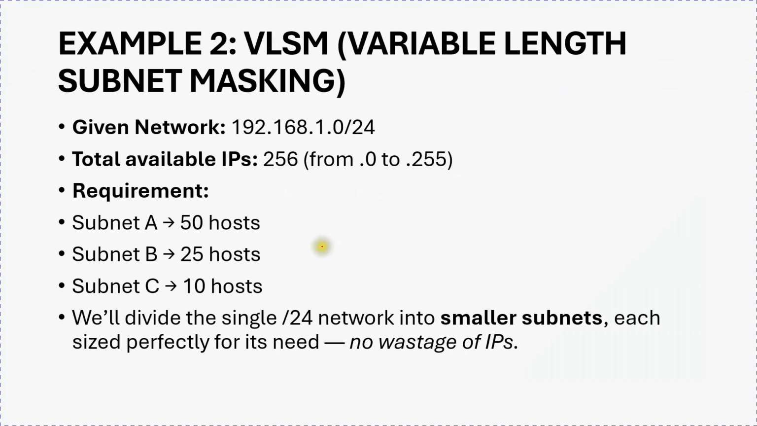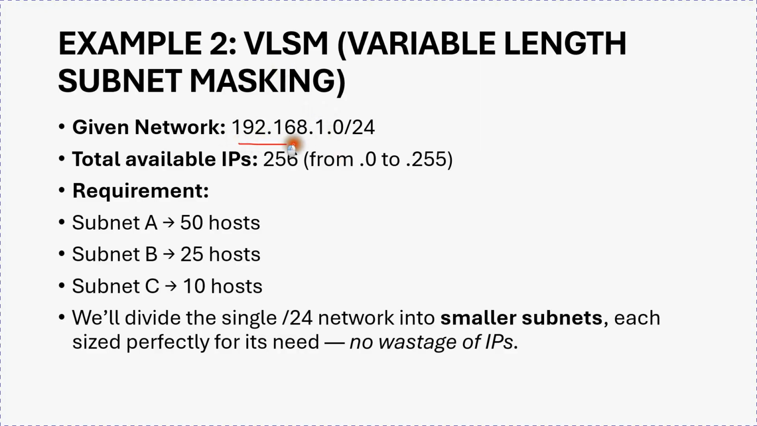Next example. This is a VLSM model, variable length subnet masking. In the previous case, we split up a class C IP. Right now we go with the CIDR model, which means we don't use any classes. We are going to use the entire IP as a network. For example, what is the question here?